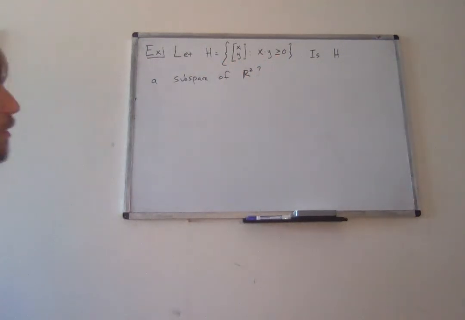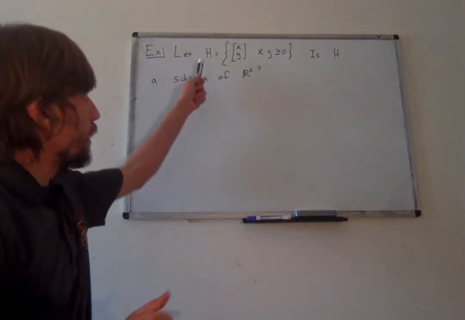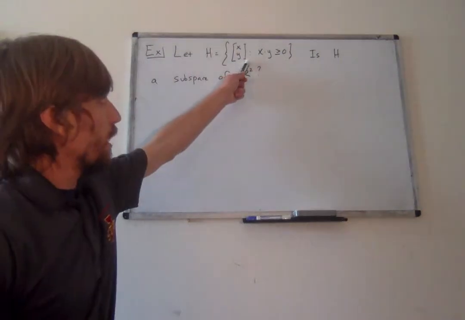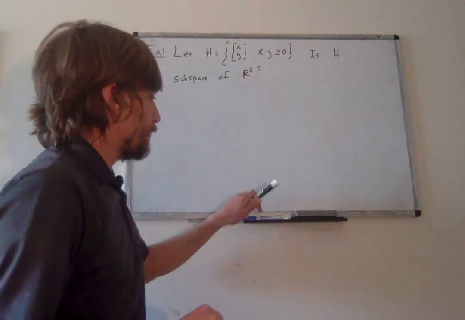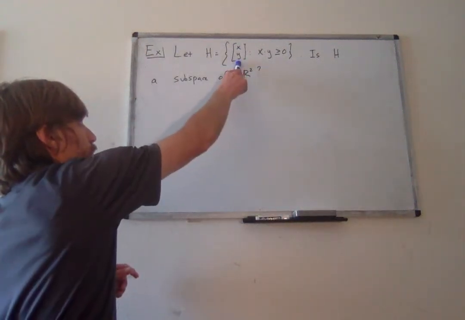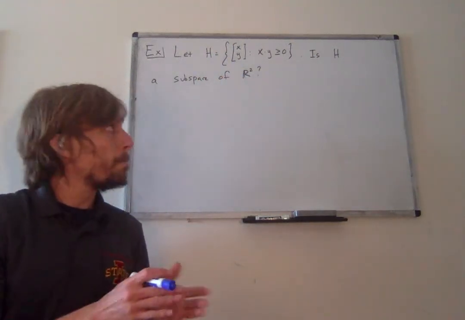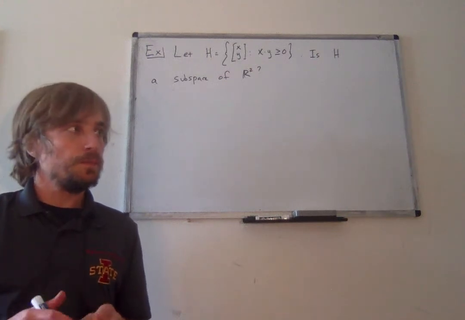So just looking at this question right off the bat, this reads H is the set of all vectors (x, y) such that the product x times y is non-negative. Certainly, looking at these vectors, they're all vectors of length 2, so we know that H is at least a subset of R2. But we want to determine, is H a subspace?